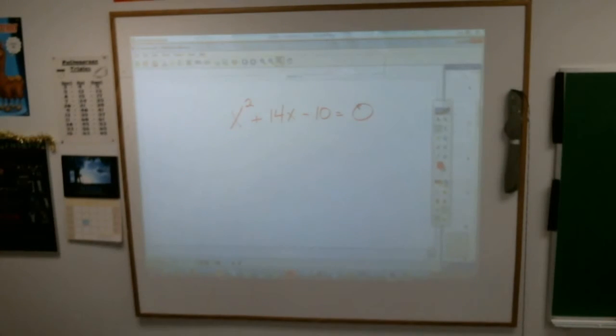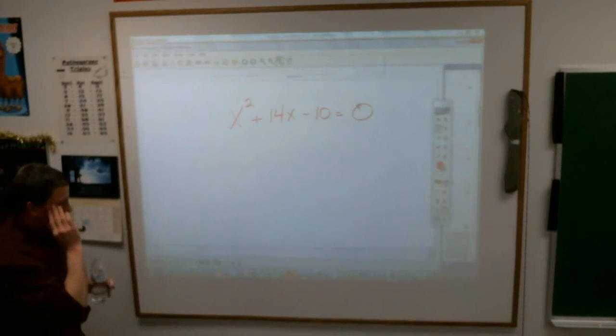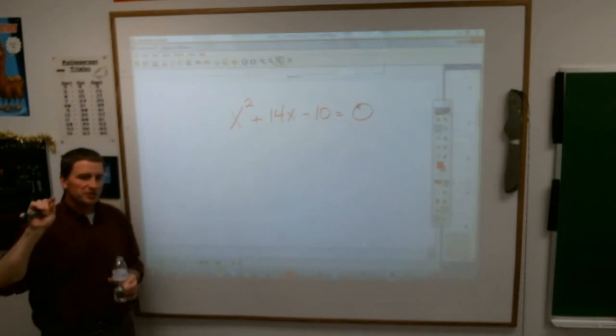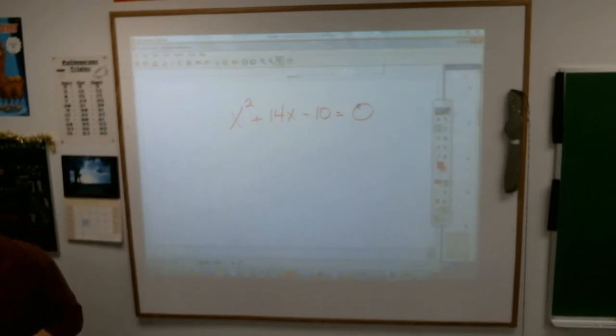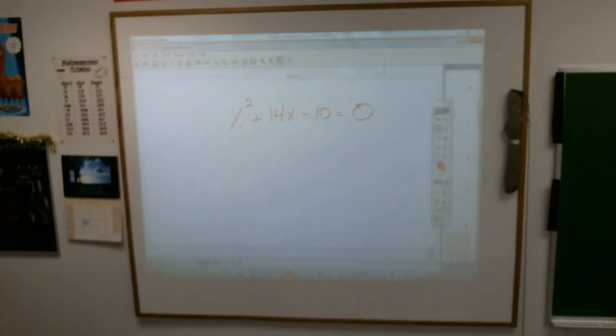Move the 10 to the other side. What's half of 14? 7. Square 7, 49. Add 49 to both sides. Your goal should be to get one step closer than you did the last time. I keep getting to the same stuff. What number goes in? That makes 59. It was 49. Okay, I'm stuck here. I'm done.